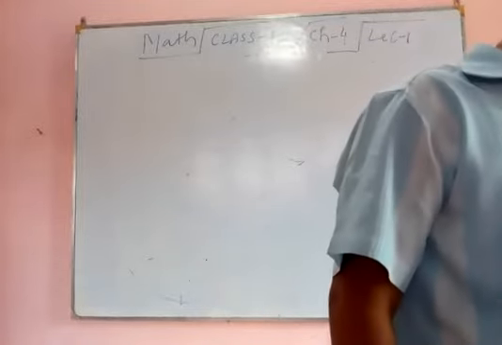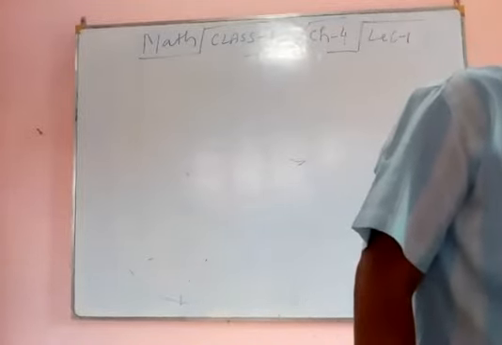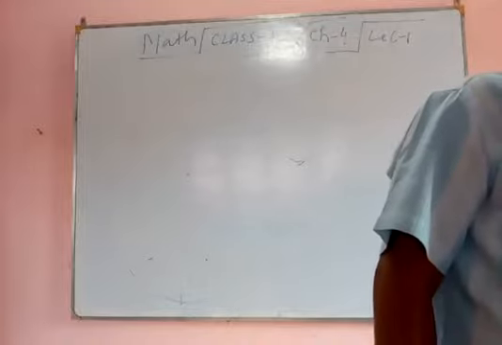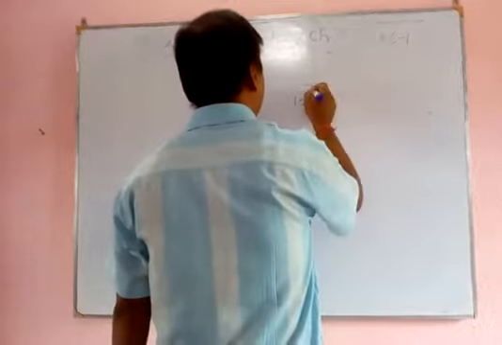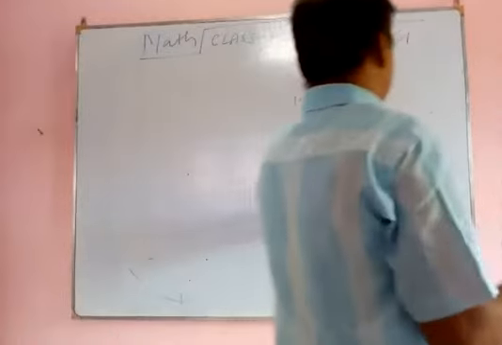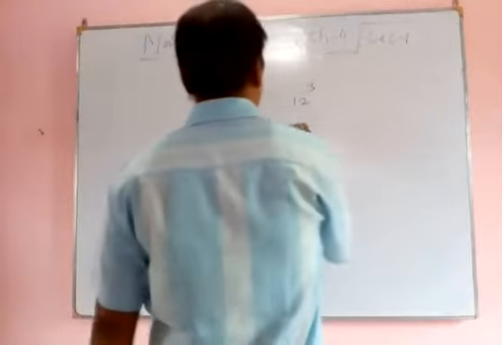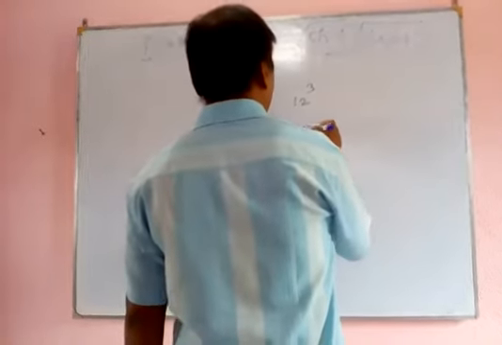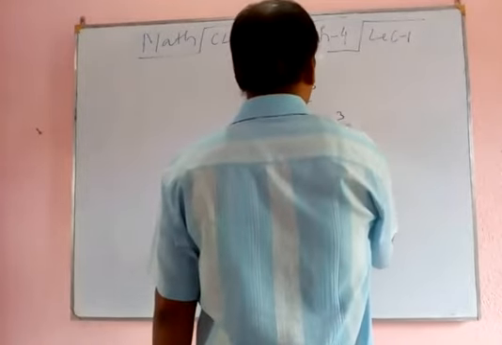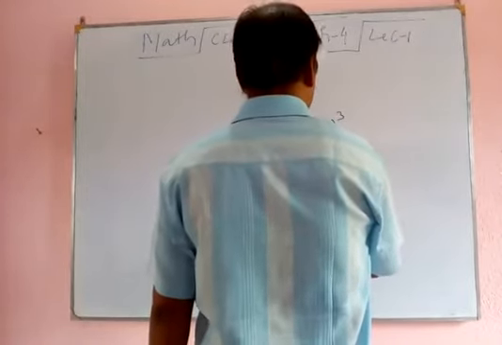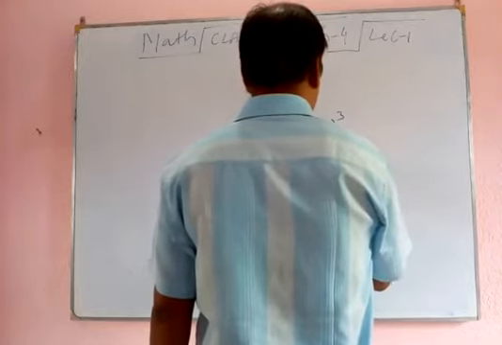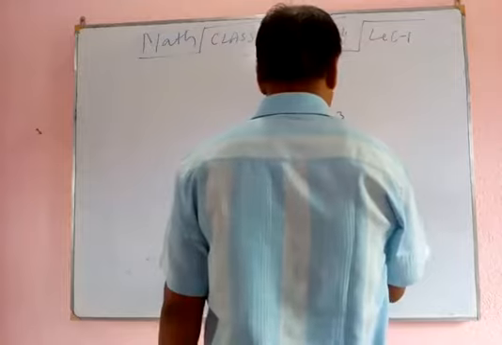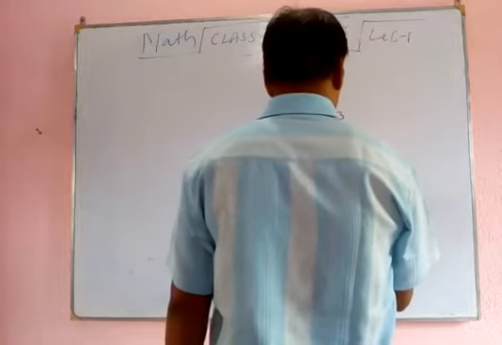Example number 1, evaluate 12 to the power 3. We have to evaluate. That means 2 into 2 into 3 to the power 3. That means 2 cubed, 3 cubed, that is 8 into 8 into 9. That is 8 into 72.